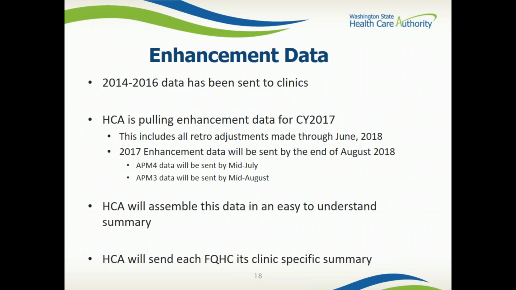We have started pulling together the enhancement data for calendar year 2017, and this includes all retro adjustments made through June 2018. HCA is no longer accepting enhancement or roster data for calendar year 2017 so that we can complete this process timely. The 2017 enhancement data will be sent by the end of August 2018 for both APM4 and APM3 clinics. APM4 clinics should expect it by mid-July, so by the end of next week is when I'm hoping to have all of that completed. And APM3 clinics should be able to receive theirs by mid-August, but at the latest, end of August, everything should be completed.